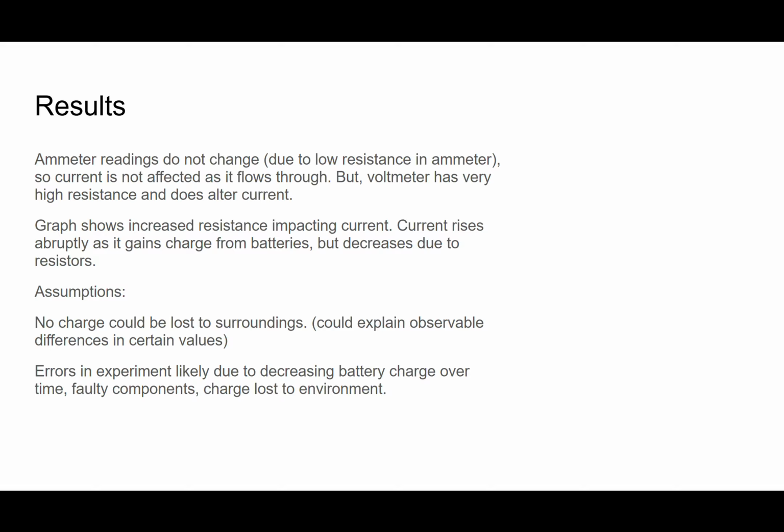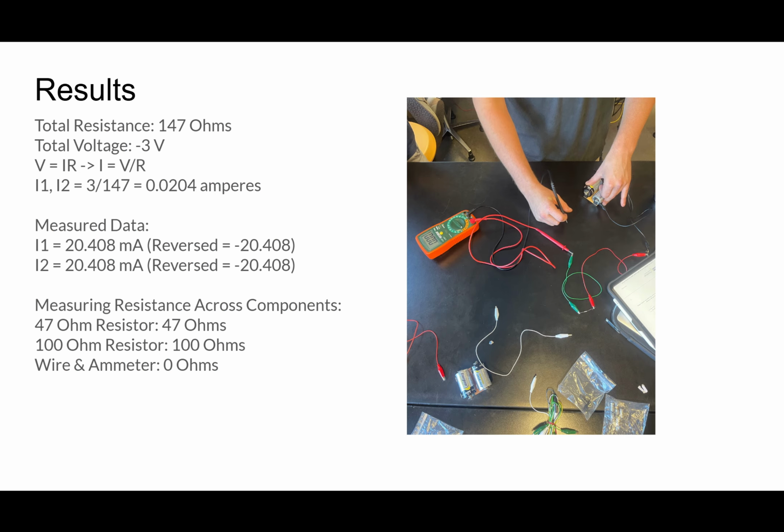And yeah, the graph shows increased resistance impacting current. Current rises abruptly as it gains charge from the batteries, but decreases due to resistors. And these are some of the assumptions that we had to make. No charge could be lost to the surroundings, and also errors in the experiment, likely due to decreasing battery charge over time, faulty components, etc., which we'll get into a little bit later.